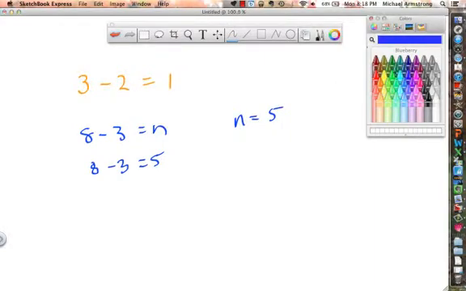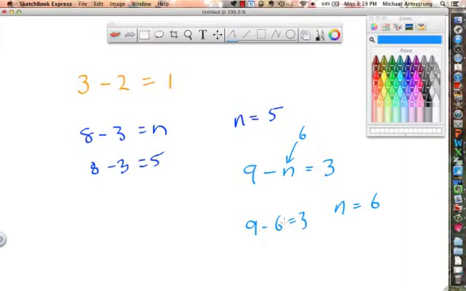Now they give you some of these problems a little differently. They might say 9 minus n equals 3. Well, what does n equal in this case? n is not 5 anymore because 9 minus 5 is not 3. 9 minus 5 is 4. So n has to be 6. So n equals 6, because if we put a 6 in here for n, then 9 take away 6 equals 3. And 3 plus 6 equals 9.